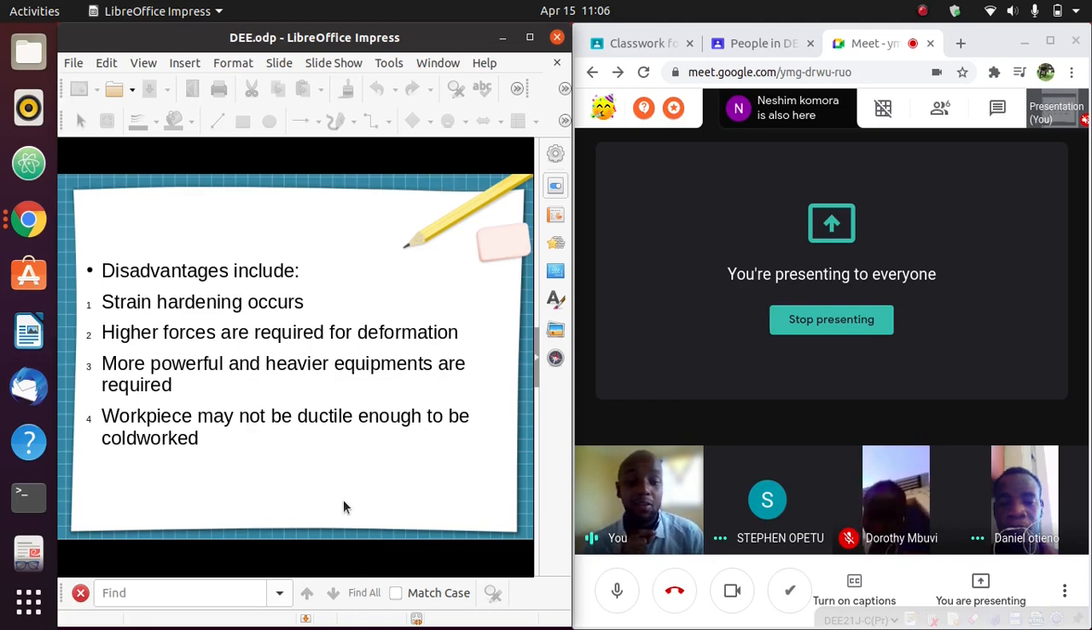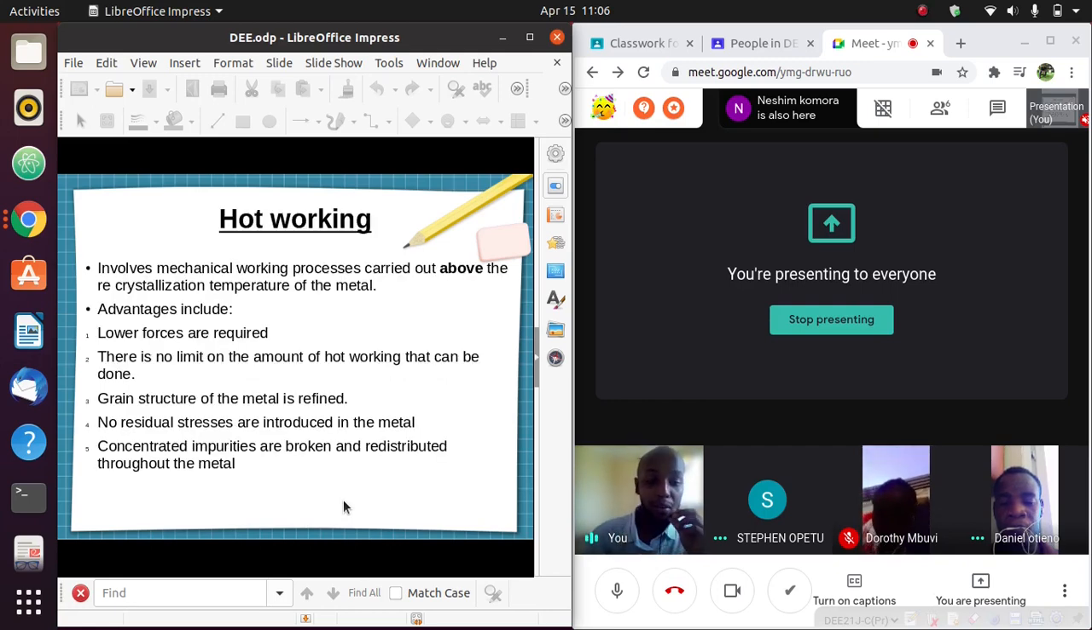Some materials cannot be deformed at that temperature. You have to increase the temperature. Kuna materials ambazo ni ngumu. So despite how much utagonga, despite how much utabend, it will not be ductile. You had mentioned these properties of materials in one of the lessons we had met. So some workpieces or some metals cannot be changed. The shape cannot be changed, or it cannot be deformed at those temperatures.